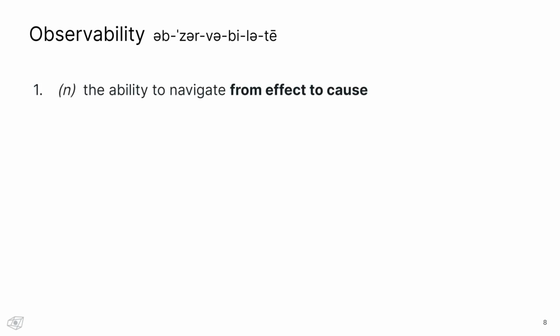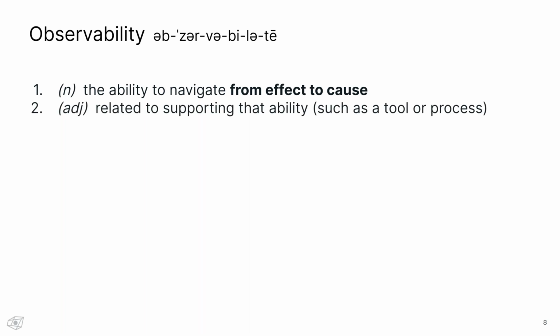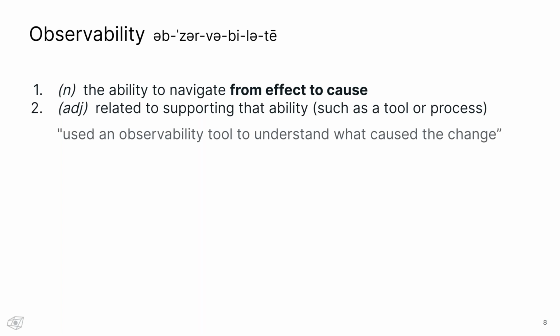This talk really is not just about distributed tracing. It's about how distributed tracing fits into your larger observability strategy. What is observability? It's the ability to go from effect to cause. It's something that helps support that process. I can use an observability tool to understand why something happened or what caused the change. If we go back to the original question, what changed? Having an observability culture, and having observability tools and practices, means you can always answer what changed.